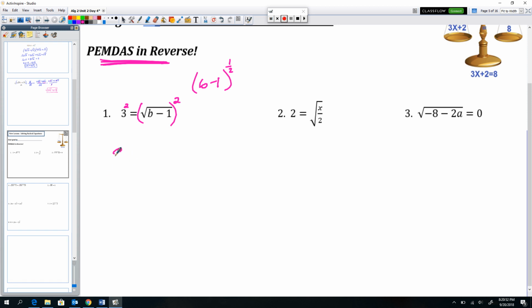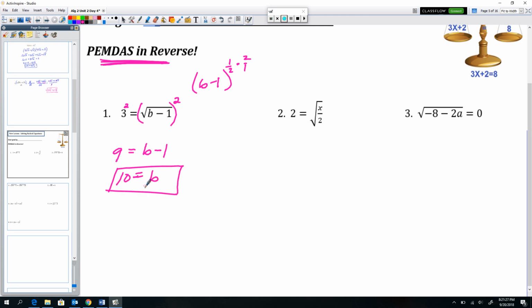So now I have 9 equals b minus 1. Because I took care of this root, this power of 1/2, by raising it to the 2 power. Remember, power of a power you multiply? When I raise this to the 2 power, it goes away. It turns into 1 over 1. So now I've counteracted that power, and now I'm just left with 9 equals b minus 1. And we know how to do this. We learned it in Algebra 1. Add 1 to both sides. So b must equal 10.